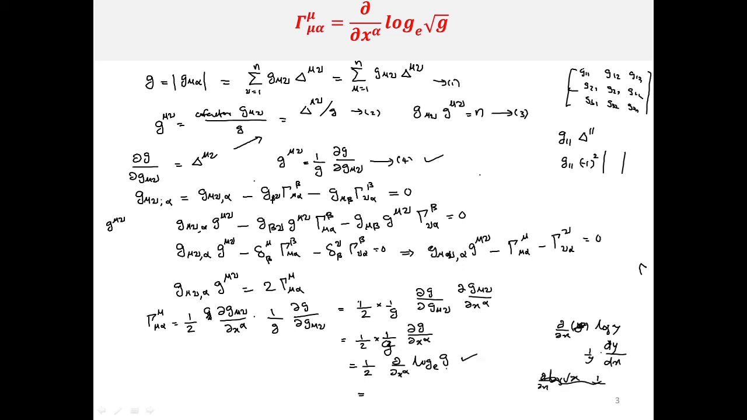You can make some more rearrangements, because you can write this equation as ∂ by ∂x^α of log root g, because the logarithm of root g will be log g raised to half, which is 1 by 2 log g. This 1 by 2 you can take out, so it can be written as ∂ by ∂x^α of log root g. So this equation is very important, that is Γ^μ_{μα} equal to ∂ by ∂x^α of log root g.